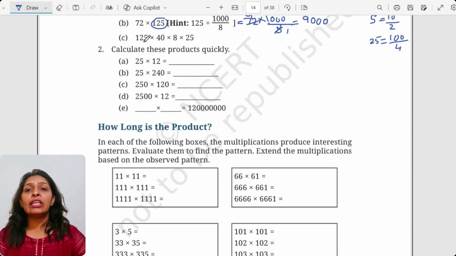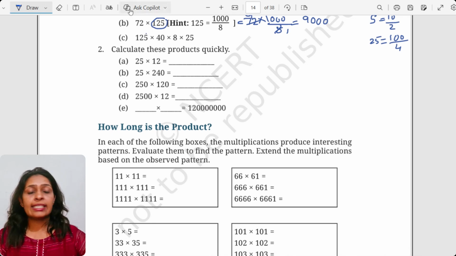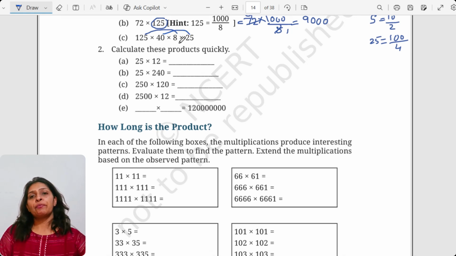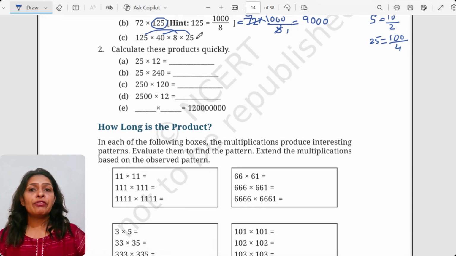Now in the C part, instead of three numbers, we have got four numbers. So let's see which pairs we can make. As I said, 125 will make a combination with 8, and 40 will make a combination with 25. So if I'm multiplying 125 with 8, 125 into 8 is your 1000.